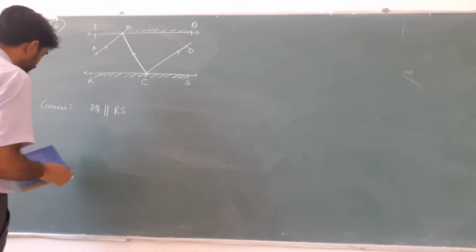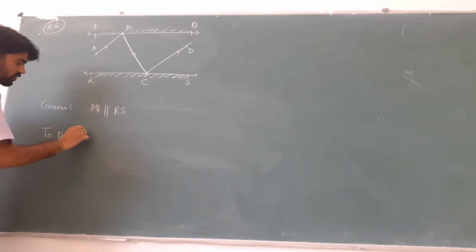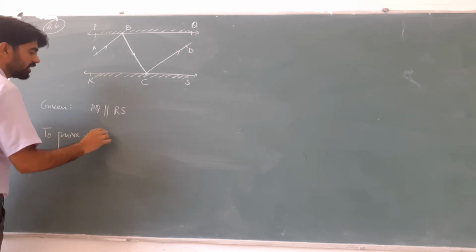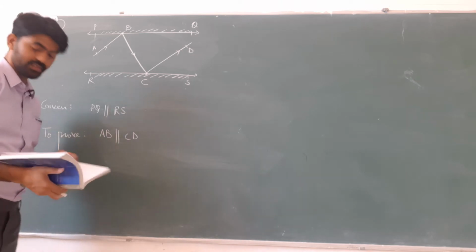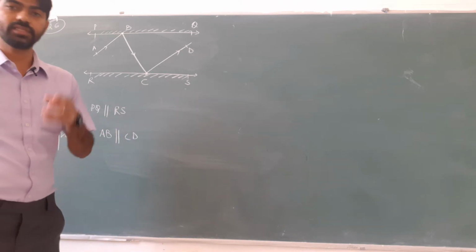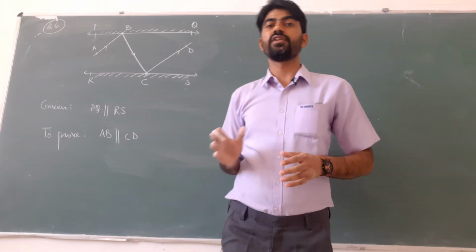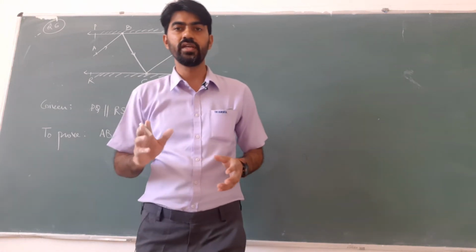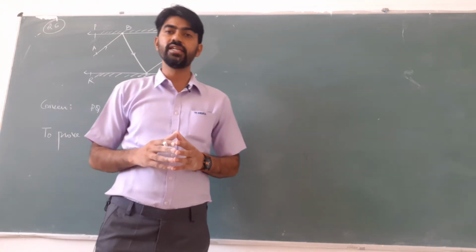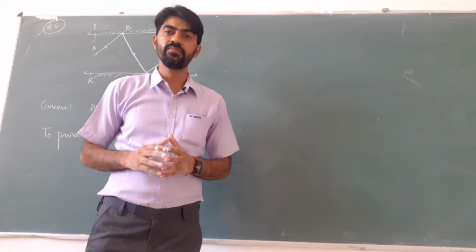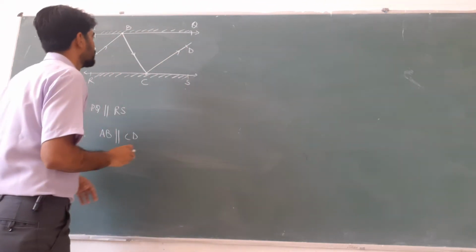Now we have to prove that AB is parallel to CD. AB and CD are parallel. This thing we have to prove. In this question we have to use the laws of reflection of light. Okay, and what are the laws? The first law says that the angle of incidence is equal to the angle of reflection. This property we will use to solve this question.